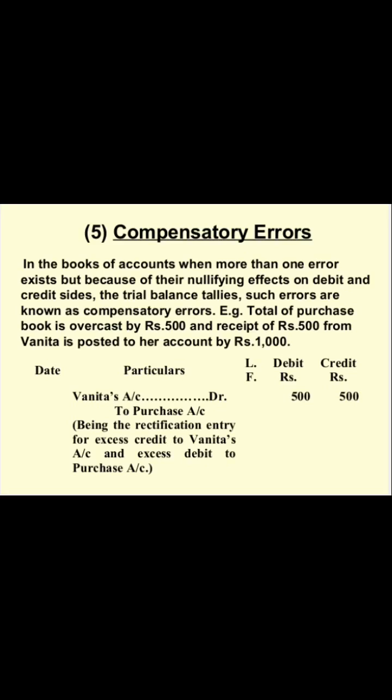1000. That means here the account of Vinita has to be credited by 500, but it has been credited by 1000. So to rectify this, we have to debit Vinita's account by 500 rupees.